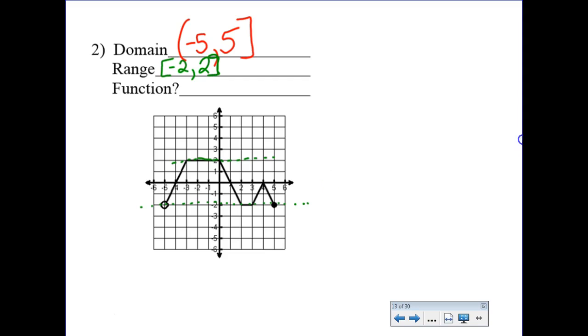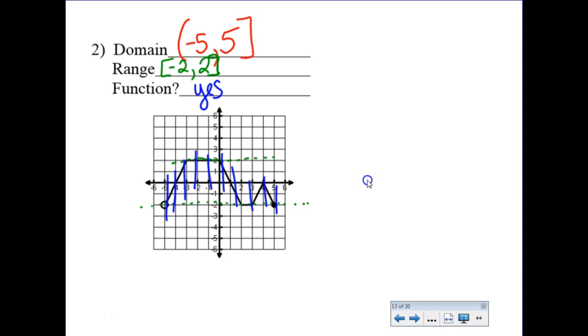And then I kept calling this a function. That was a little bit of a spoiler alert. Is this a function? Yes, because this passes the vertical line test. Remember that guy? I think I skipped a slide. If you draw a bunch of vertical lines through your relation, if each vertical line only touches the function once, or the relation once, it is a function.